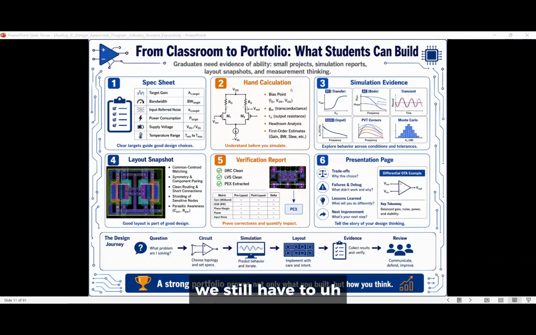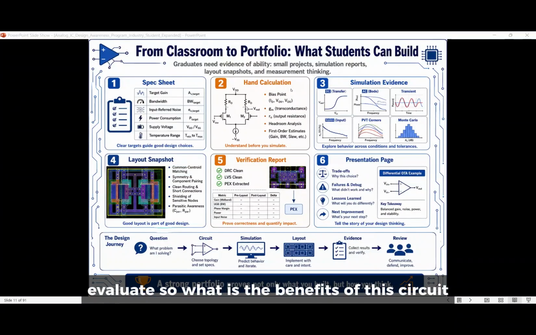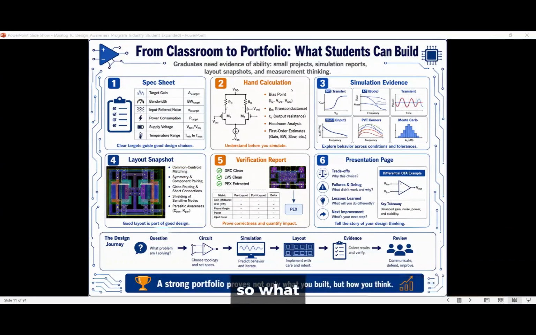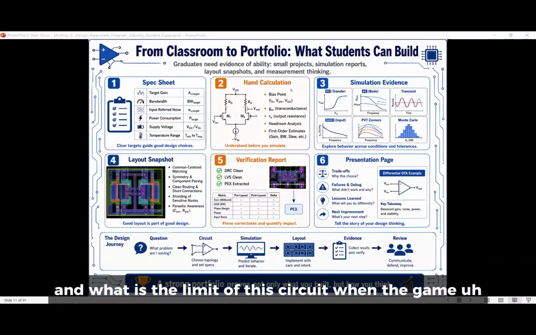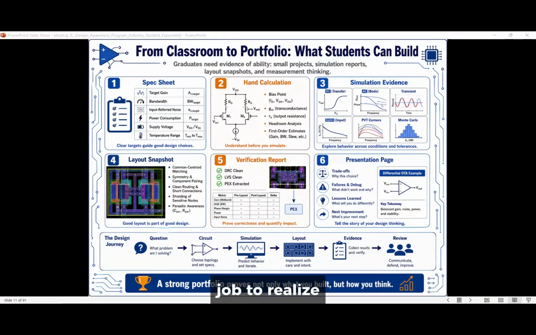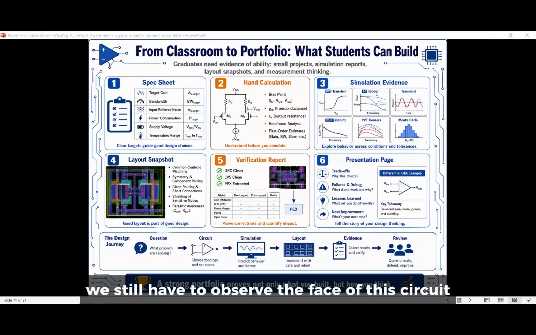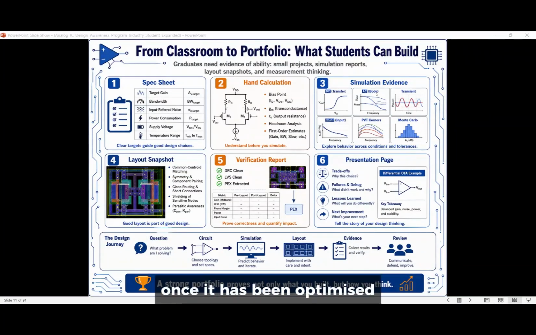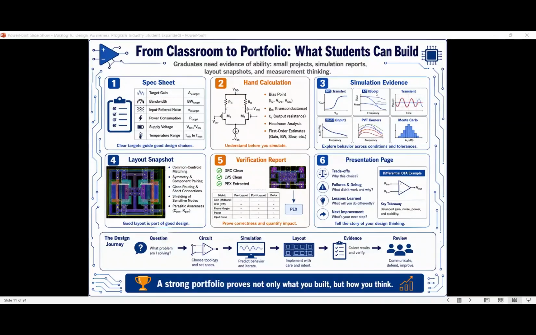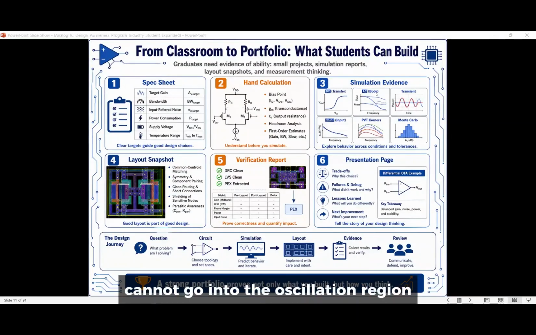We still have to evaluate, so what is the bandwidth of this circuit? So what is the limit of this circuit when the gain drops to zero? At this point, we still have to observe the phase of this circuit. Why is that? Because we have to see the phase margin of this circuit. We must make sure that once this circuit has been optimized, it cannot go into the oscillation region, which is an unstable region, right? In analog design, the amplifier cannot be an oscillator.